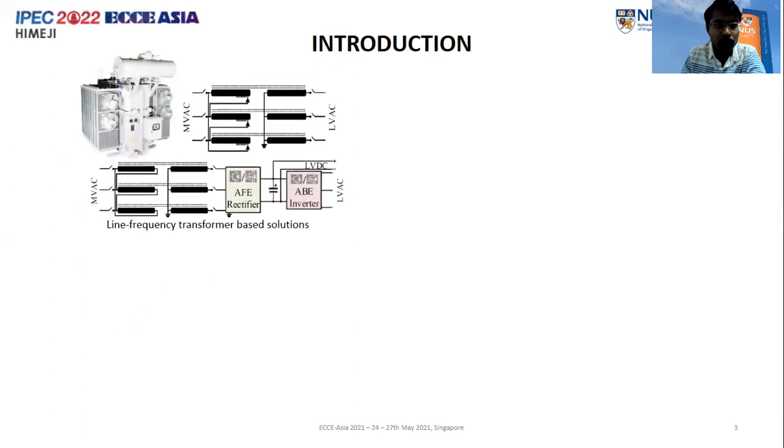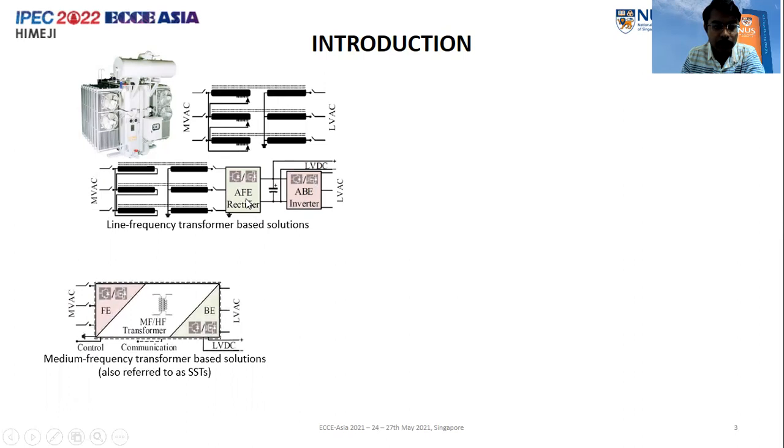So, as it is quite well known, line frequency transformer based solutions have dominated the interfacing of microgrids with the utility grid. Now, due to the present requirement of AC-DC conversion when it comes to interfacing of microgrids, there are additional power electronic reinforcements like the back-to-back converters as shown here.